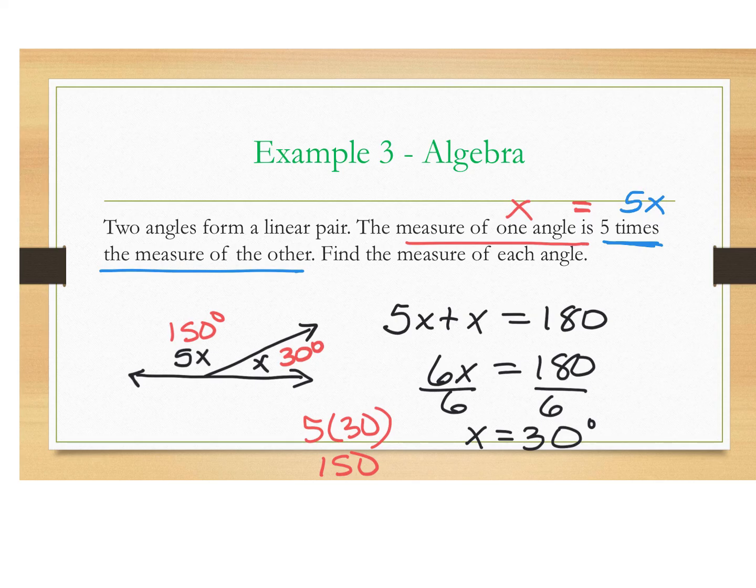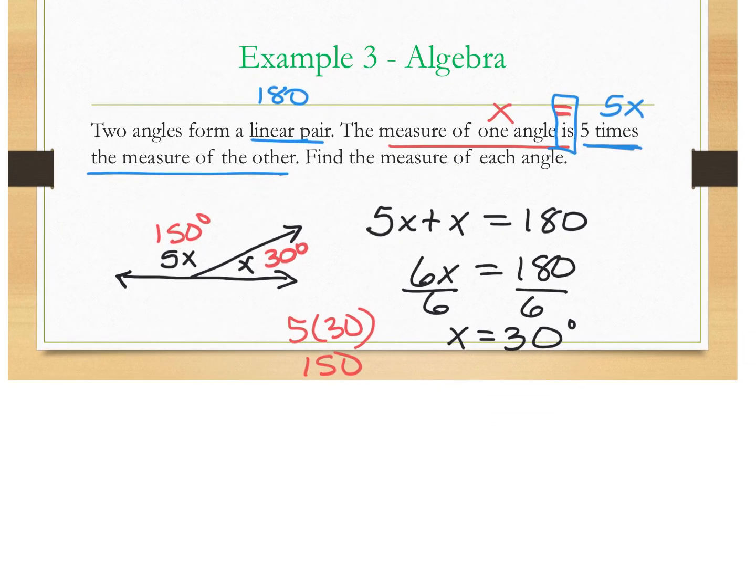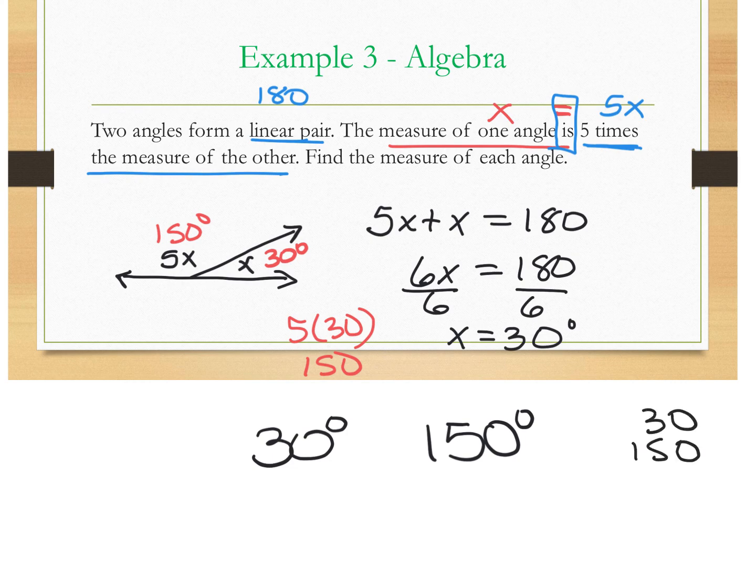So again, together, because I knew that they were a linear pair, I know that this is going to be 180. So my two angles are going to be 30 degrees and 150 degrees. Because again, a way you could double check is go back and add them. 30 plus 150. If this does not equal 180, you've done something wrong.